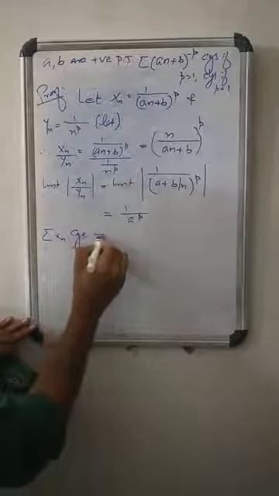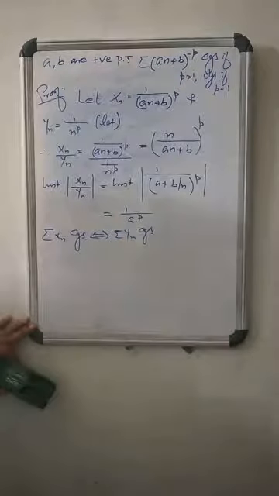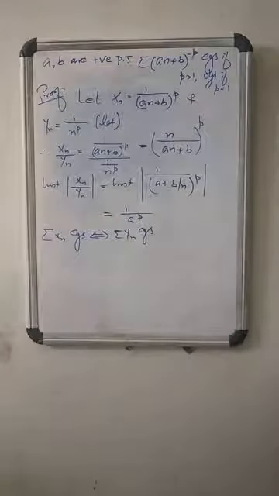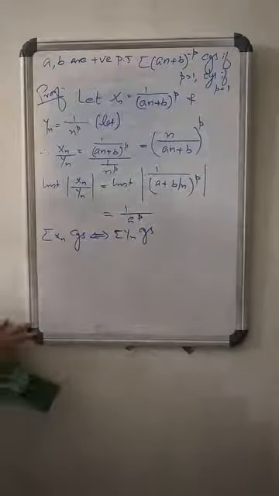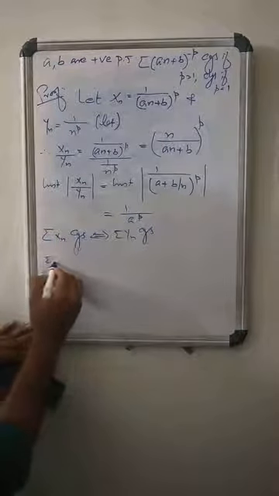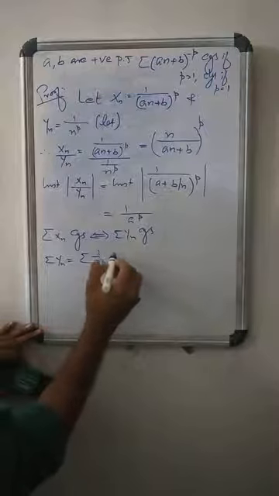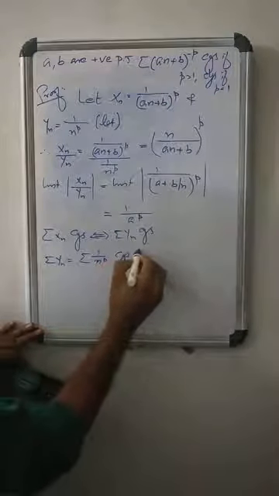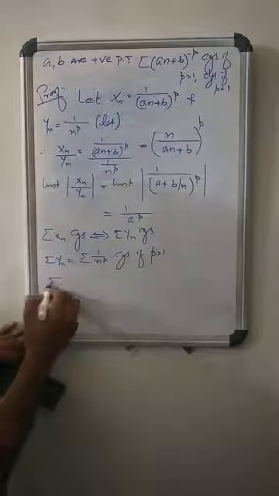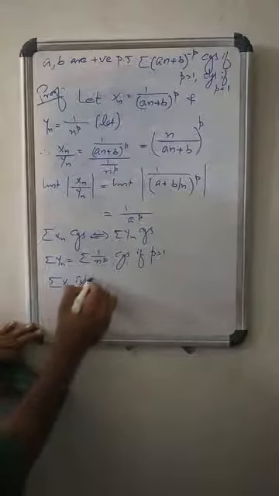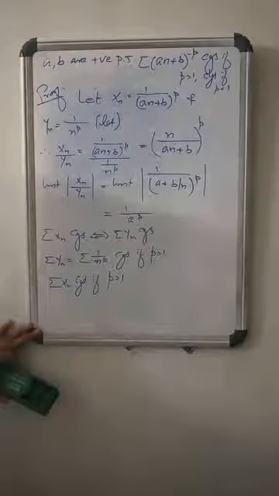But by comparison test, what is limit comparison test? The limit comparison test states that sigma xn converges if and only if sigma yn converges. What is sigma yn here? Sigma yn means sigma 1 by n power p. So sigma 1 by n power p converges if p greater than 1. According to this argument, therefore sigma xn converges if p greater than 1, that is, 1 by a power p greater than 1.